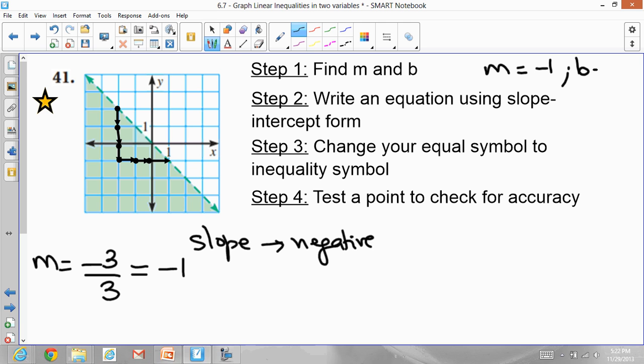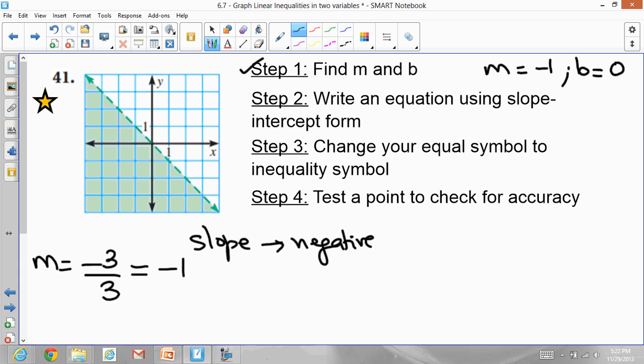Now B. Your B in this case is when your x is 0. So when your x is 0, if you're looking for the y value, your y value is also a 0. So your B is also a 0. So your y-intercept is when your x is 0. If you look on the graph, which is dotted, you're trying to find what value y will be when your x is 0, and that is 0. So now step number 1 is done.